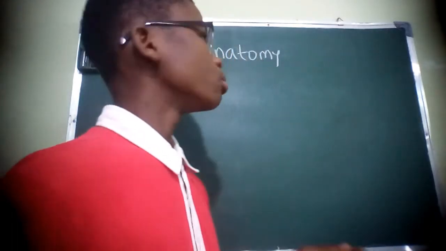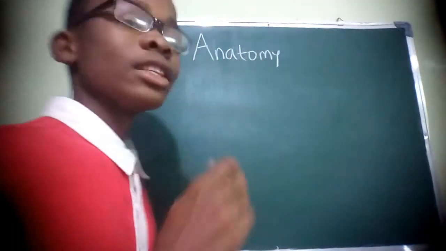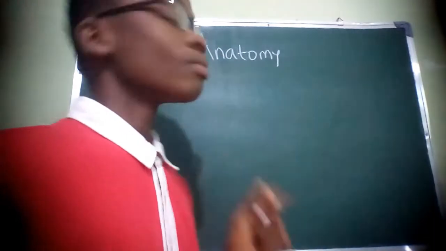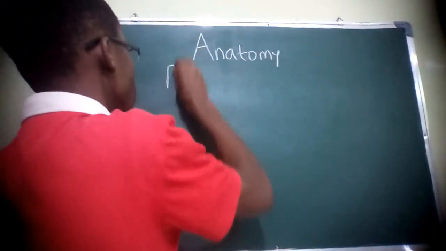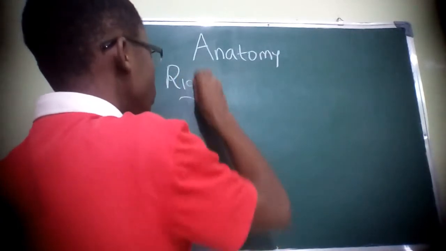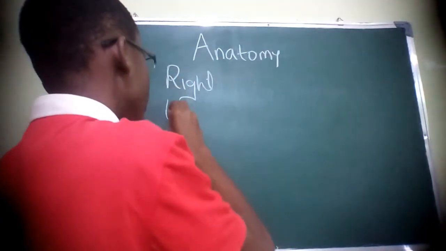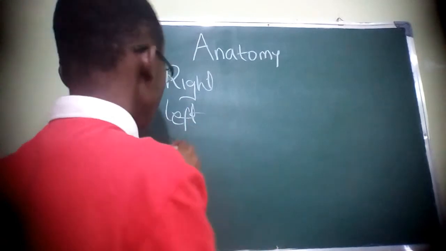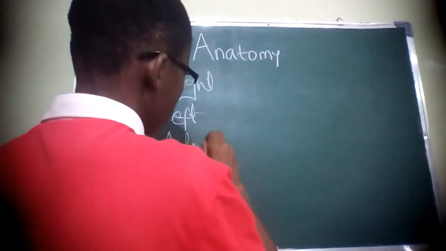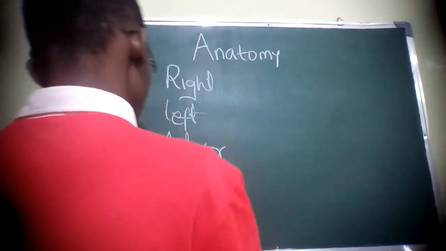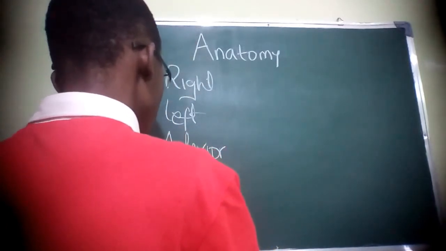Today we are going to look at the terms of positions and terms of movement. So let's start with the terms of positions, and we have the first one, which is right, left, anterior, and posterior.